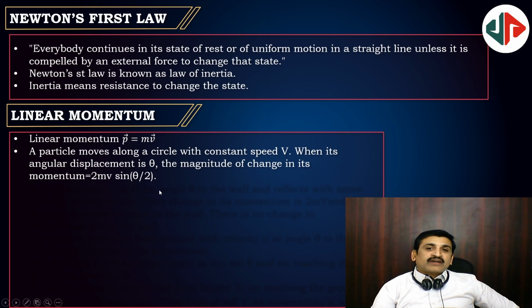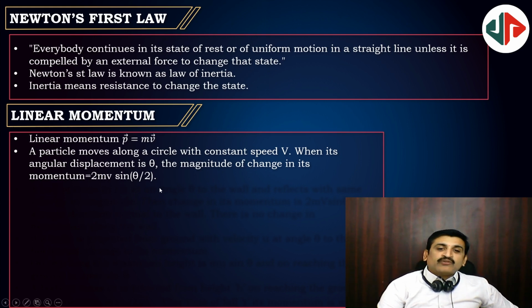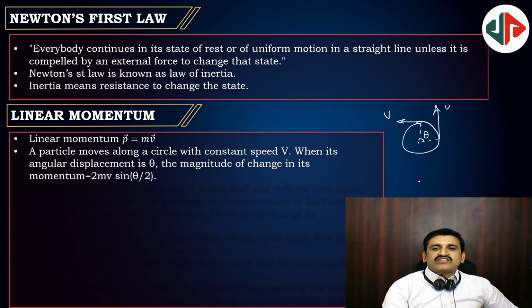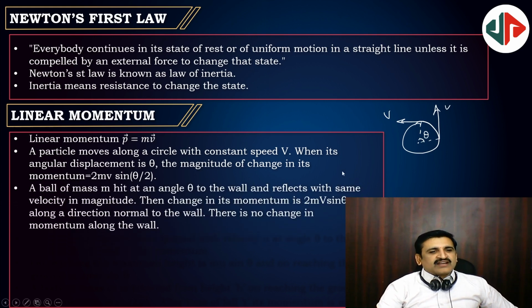If a particle is moving in a circle with constant speed, suppose it has constant speed and it is moving with velocity v, then change in momentum will be 2 mv sin theta by 2 in this case. Okay, next, a ball of mass m hits the wall at an angle theta and reflects, then change in momentum is equal to 2 mv sin theta.